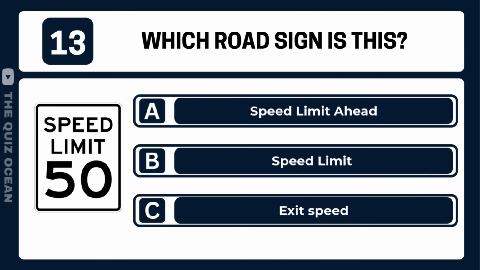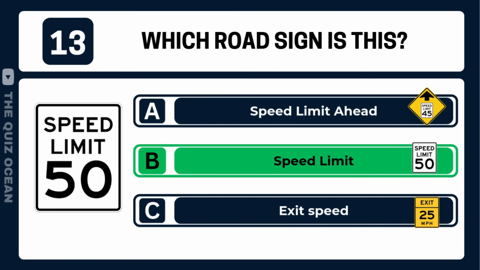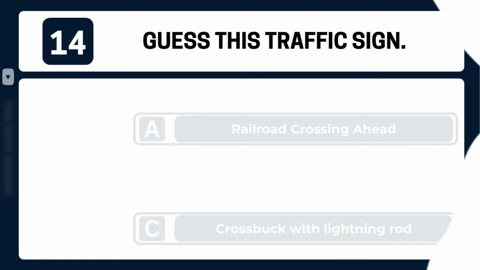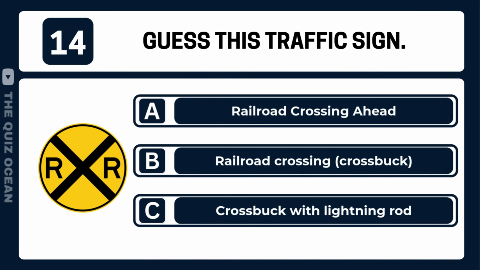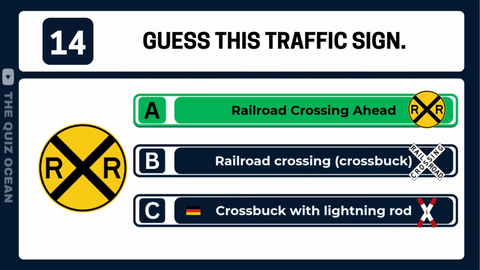Which road sign is this? Great job. That's a speed limit sign. Guess this traffic sign. Great observation. This means railroad crossing ahead.